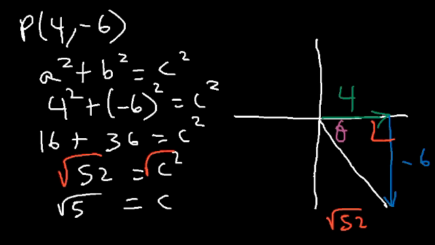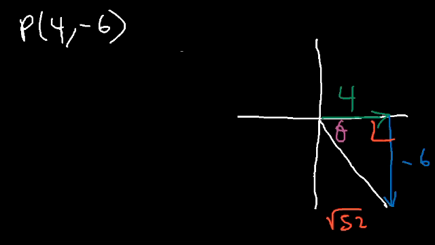Now, how can we simplify a radical? To simplify radicals, it helps if you know your perfect squares. Perfect squares are 1, 4, 9, 16, 25, 36, 49, 64, 81, 100. 1 squared is 1, 2 squared is 4, 3 squared is 9, 4 squared is 16, 5 squared is 25. You get the picture.